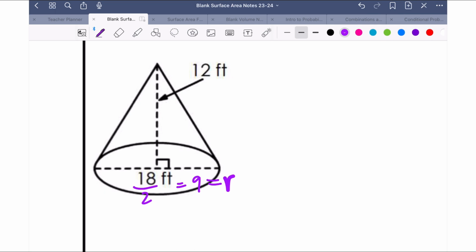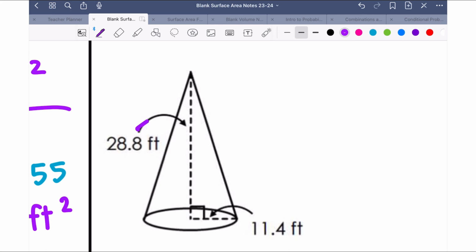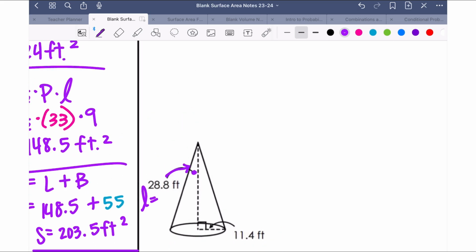And then there's a mistake here. These arrows, the 12 is supposed to be pointed to the edge. So please fix that. This is your slanted height, not the inside height. Same for the bottom one. Actually, let's do that now. This is your slanted height.